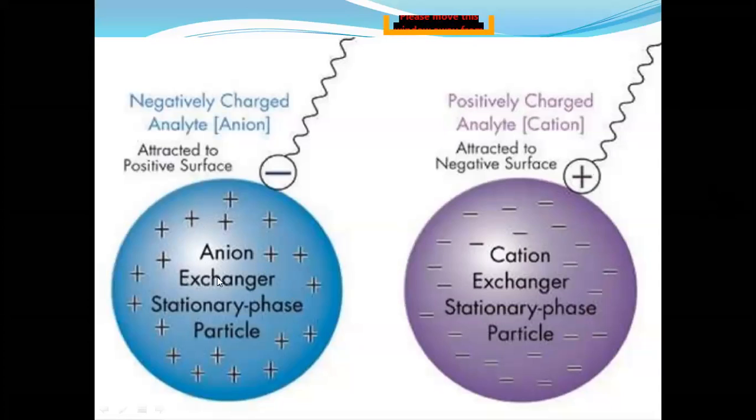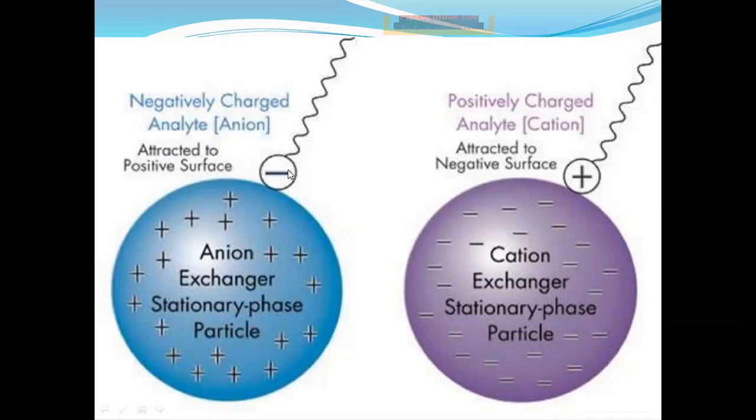So anion exchanger means what? If you take the ammonium salts, NH3 plus Cl minus. In that, the NH3 part will attach to the resin, and Cl minus will be attached to whom? Positive charge. So this Cl minus will be exchanged or replaced with another anion present in solution.